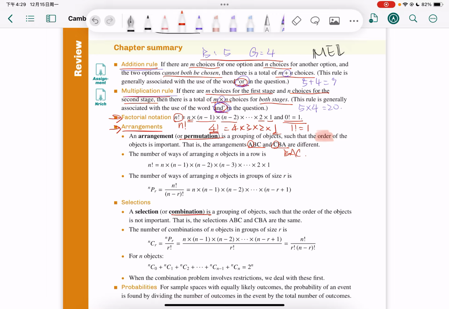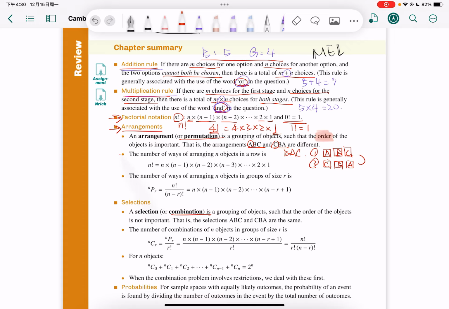There's a very common example. If you have, for example, 3 seats, and you have person A, person B, and person C, their seating is very important. If we have person A sitting in the front, and then B, and then C, that is different from the case where you have C sitting in front and then B and then A. So these are different. That's what permutation is about.